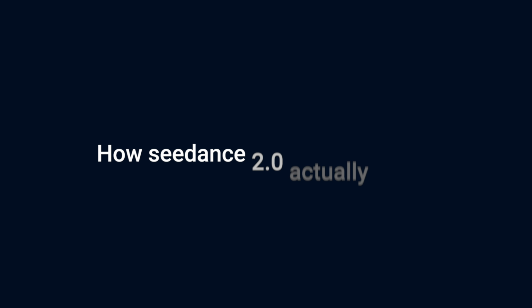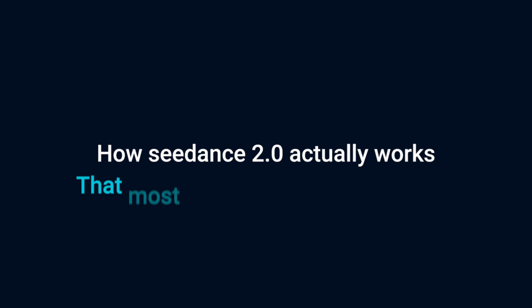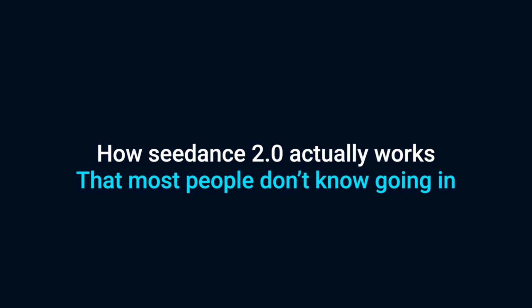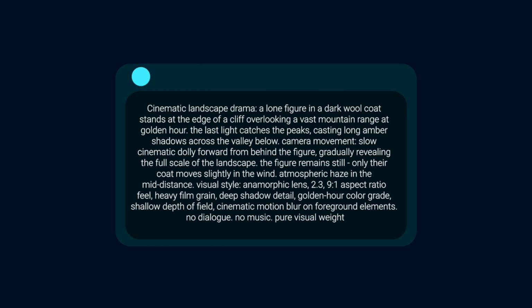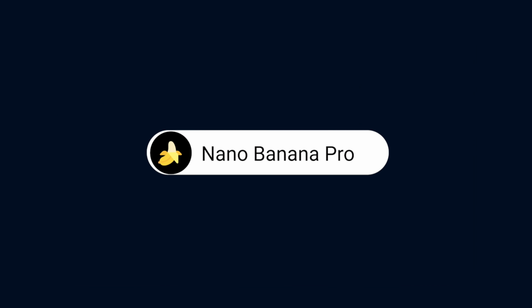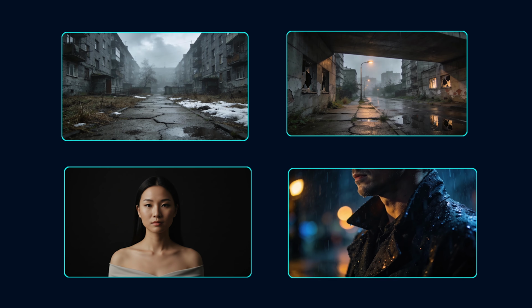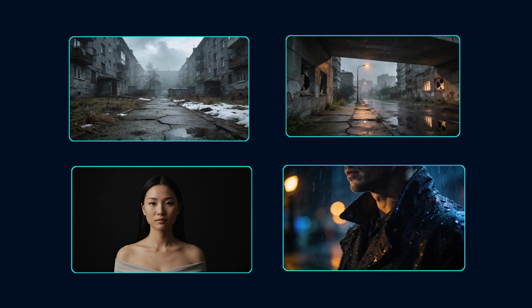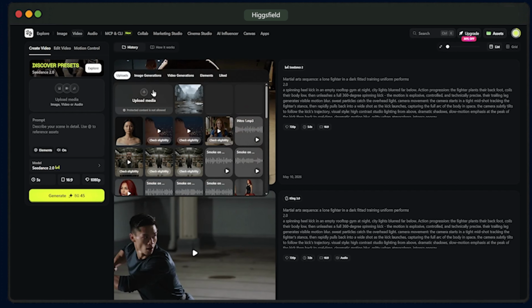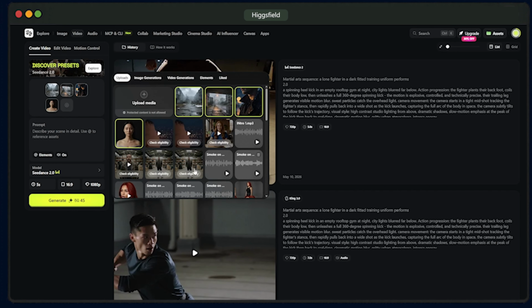Now, let's talk about image to video, because this test taught me something about how Seedance 2.0 actually works, that most people don't know going in. To get the best out of it, you can't just drop in a text prompt. First, you need to build your character in a separate image tool. So I used NanoBanana Pro to generate a character portrait, an environment reference, a mood and lighting reference, as well as an outfit detail shot. 4 separate images.